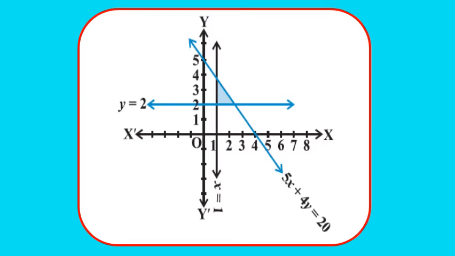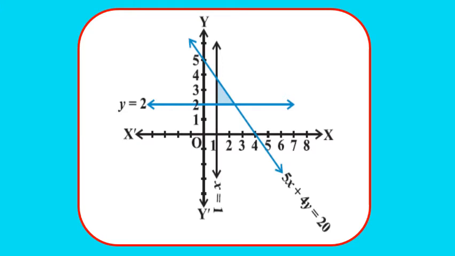So since the inequality contains greater or equal to signs, we have drawn thick lines for all three lines: 5x plus 4y equals 20, x equals 1, and y equals 2. And again, putting the origin in the inequality, we will observe whether the origin is there or not to obtain the solution region for the three inequalities.